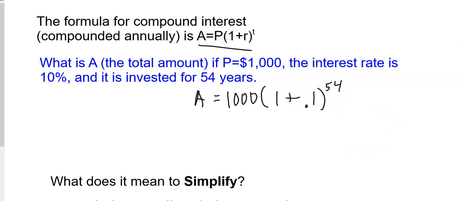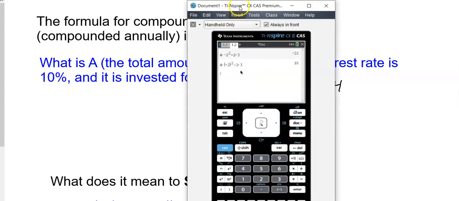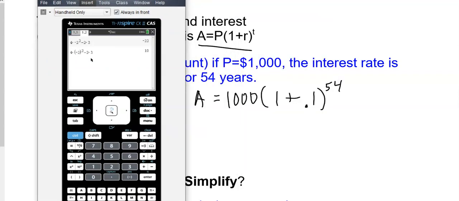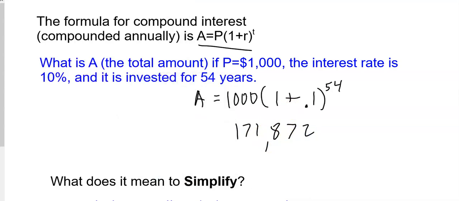So we will simplify that. I think I might need a calculator for that one, so let's get the calculator out. So 1,000 times 1 plus 0.1 to the power of 54, and you get 171,872. It's kind of amazing. So you started with $1,000, and 54 years later, you've got $171,000. So the power of compound interest is big there.